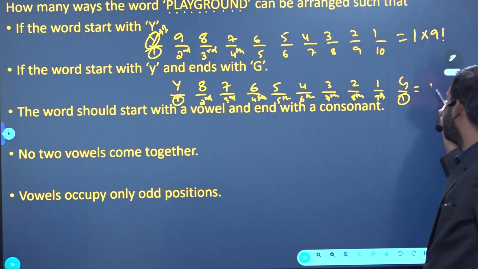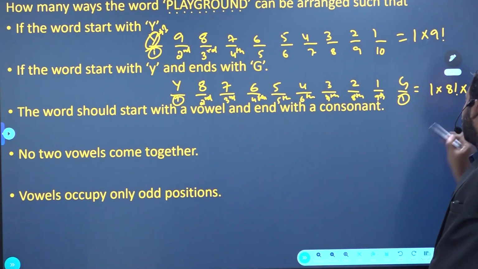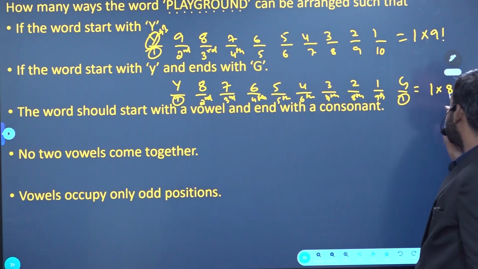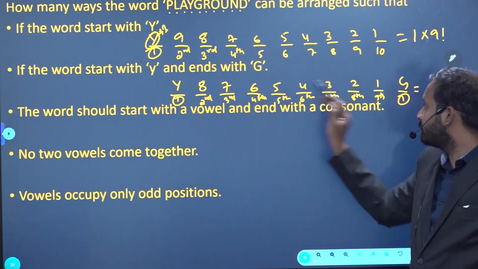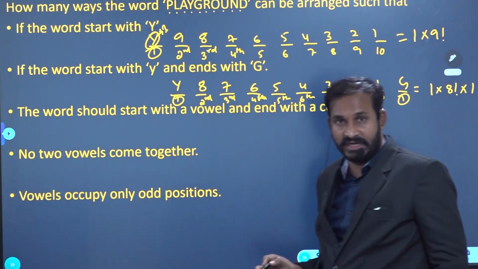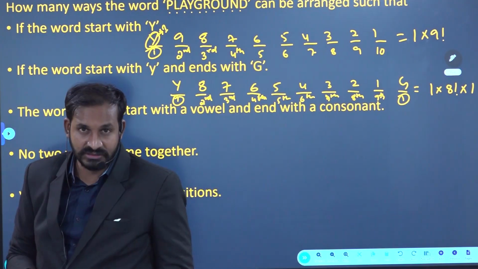So that means what can I write? 1 into 8 factorial into 1. The middle 8 positions I can write in 8 factorial ways. When it comes to first and last, they are fixed with only 1 letter each, Y and G. Understood, students?